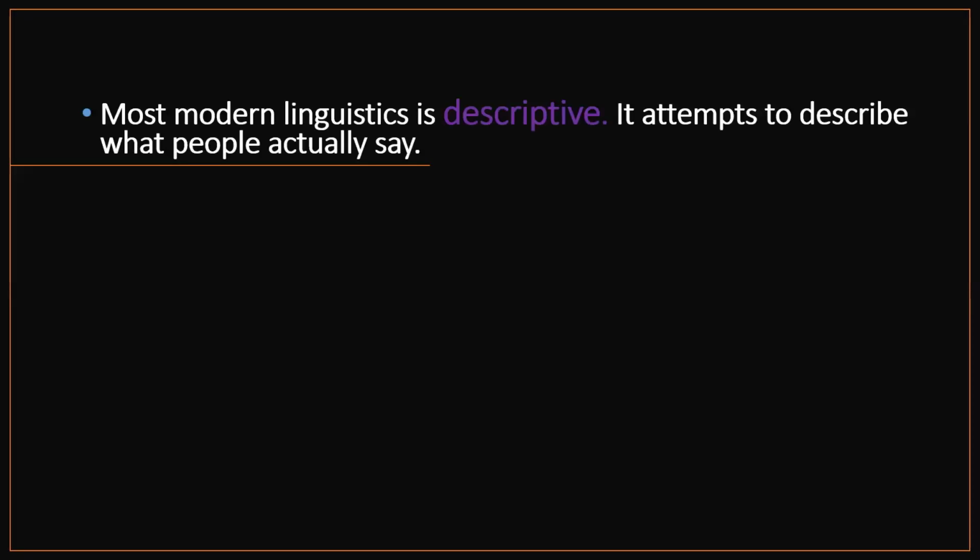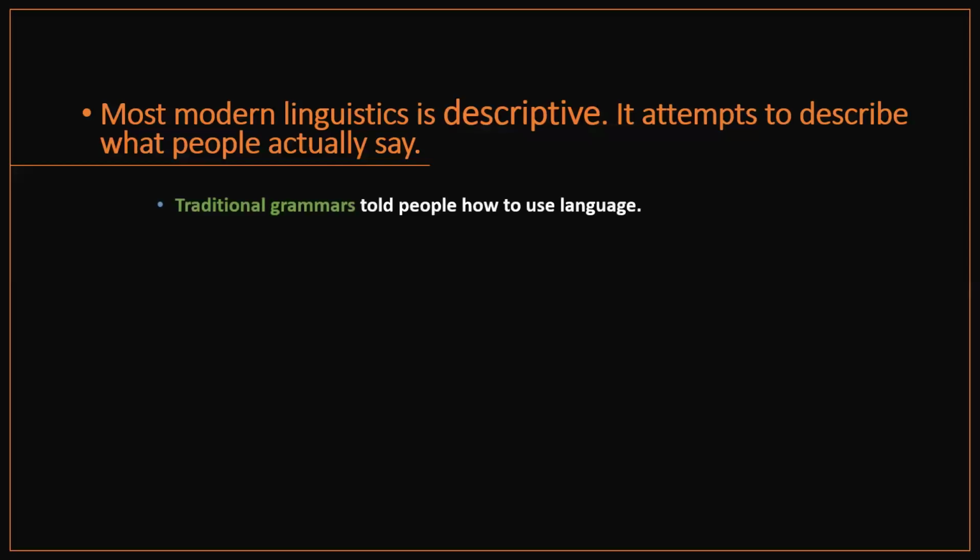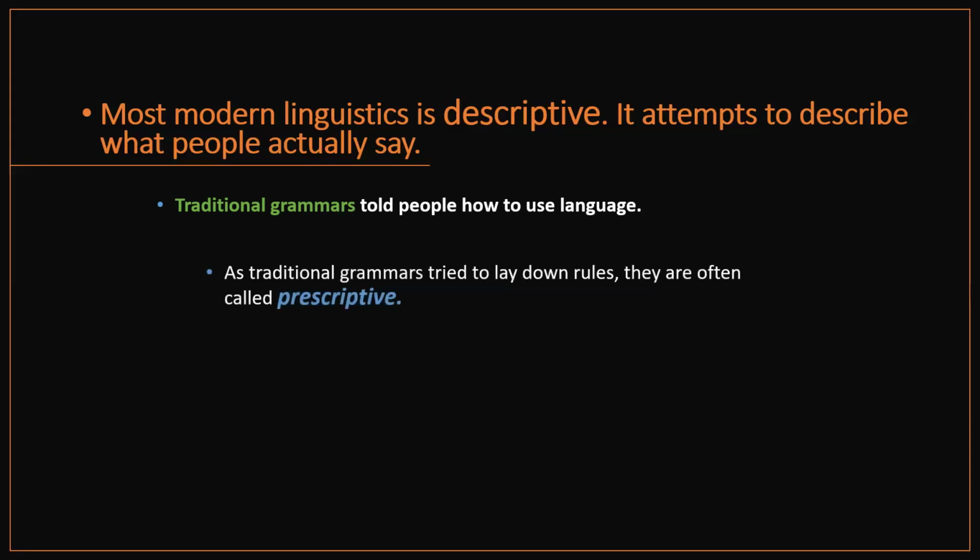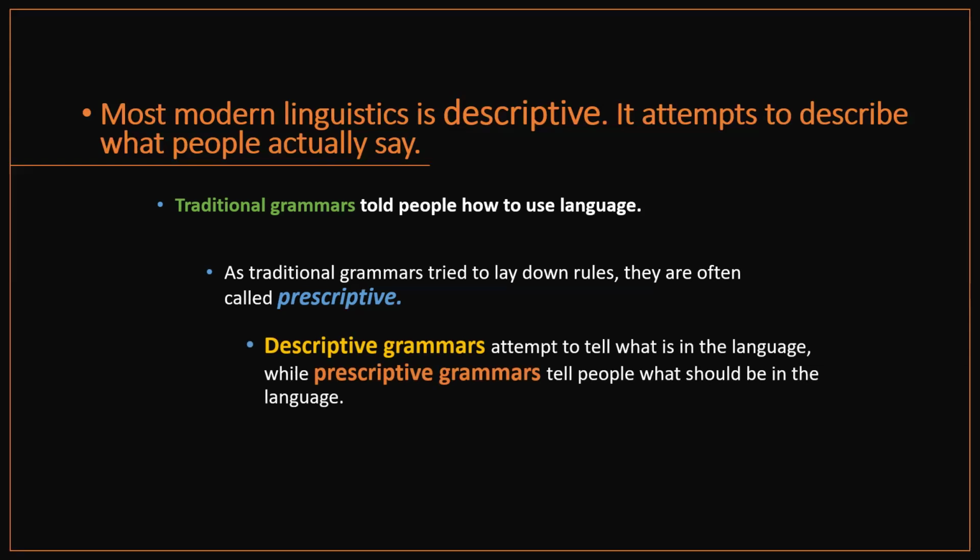Most modern linguistics is descriptive. It attempts to describe what people actually say. Traditional grammars, you can say traditional grammars because now it's acceptable. This is very weird, but what I like about English is this flexibility. You can say agenda and agendas, grammar and grammars, team and teams and so on. Even all the collective nouns are now non-collective, right? So traditional grammars told people how to use language. As traditional grammars try to lay down rules, they are often called prescriptive. Descriptive grammars attempt to tell what is in their language, while prescriptive grammars tell people what should be in the language.